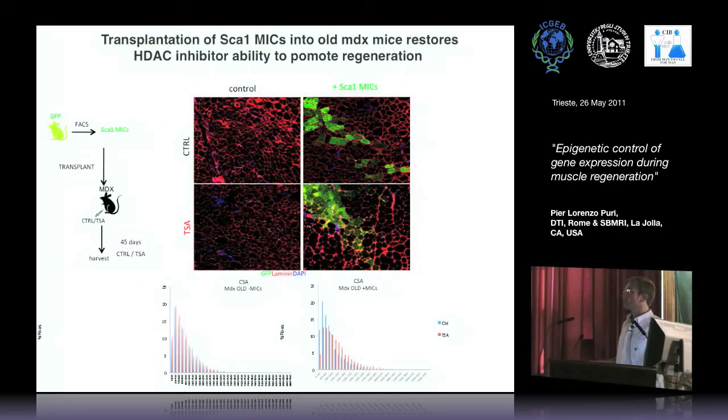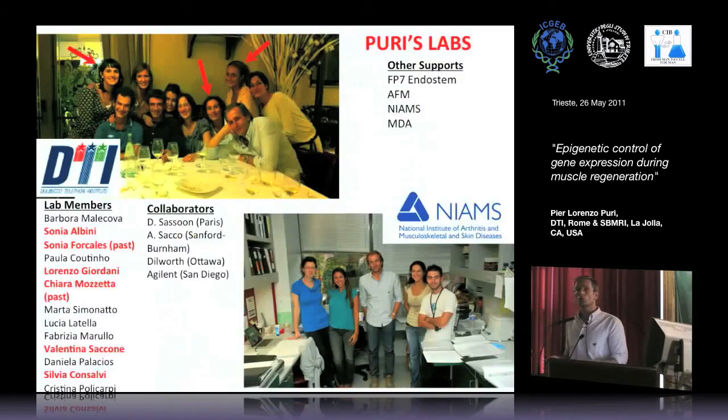Just focus on the cross-sectional area, and you see that in old mice that were injected with muscle interstitial cells, trichostatin A is now able to induce an increase in the cross-sectional area, which reflects their contribution to muscle regeneration.